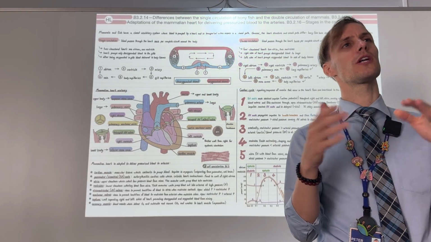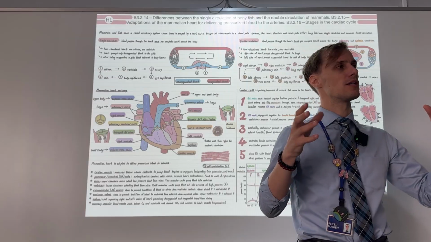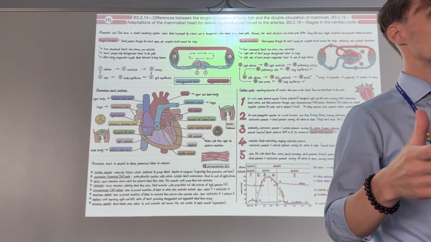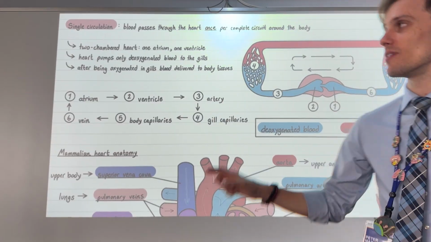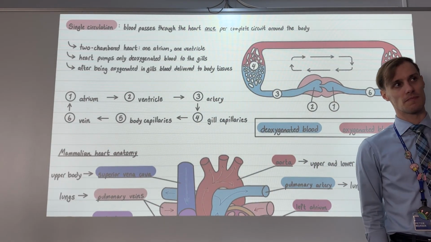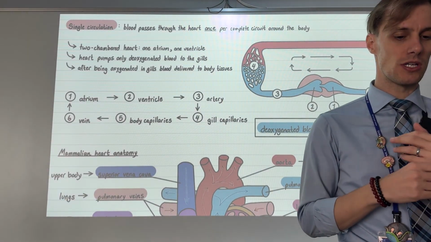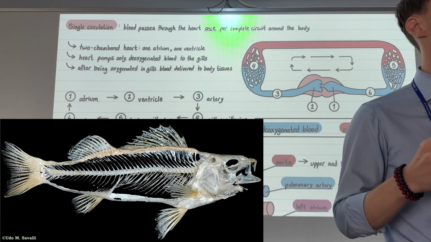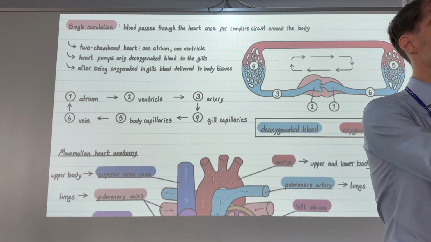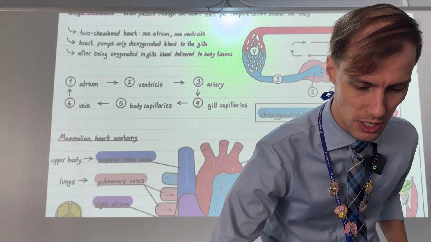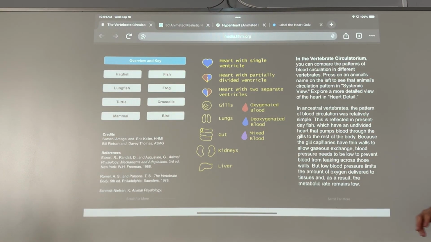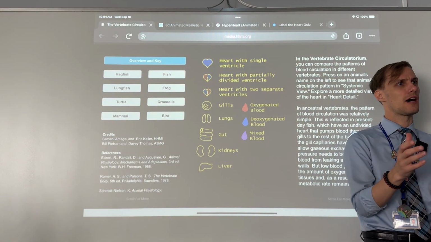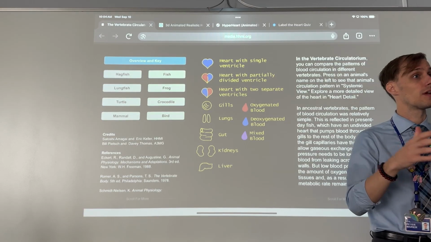The first thing we're going to talk about is different ways in which blood can circulate in different organisms. The simplest way is something called single circulation, and this type of circulation is one that you find in bony fish. There's a really good simulation on the resources page, on this website right here, and it shows a good understanding of how different circulations work in different animals.